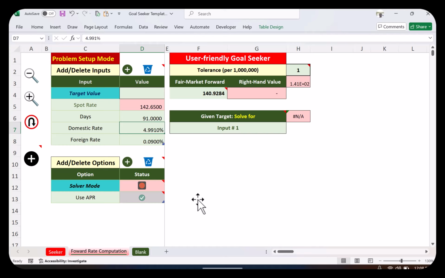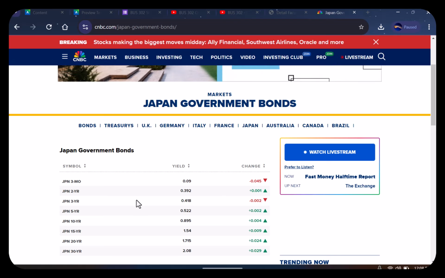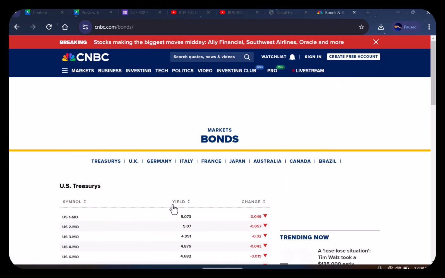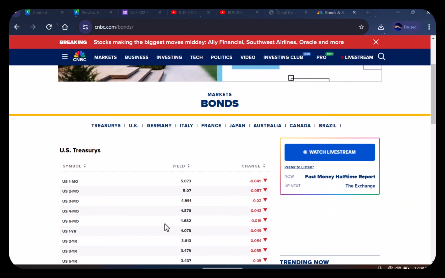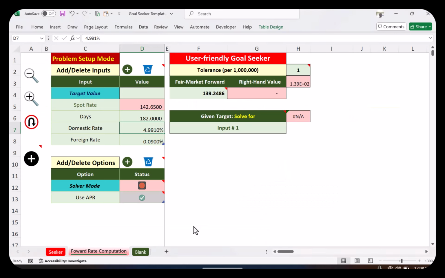If you want to do 6 months, 182. We don't have the 6-month rate for yen, but let's assume it's 0.2%. And for US, it's, where is it? 468, and so on. All right.